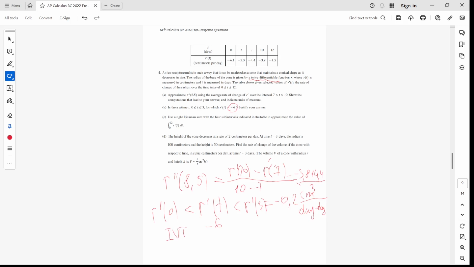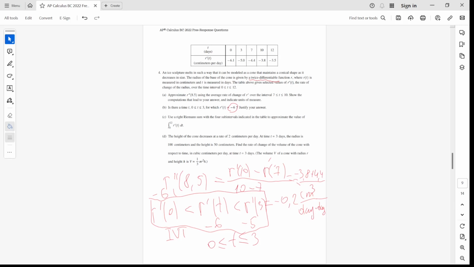We can use the intermediate value theorem, which says that there must exist a point, if the function is continuous, for which this holds, right? And t is from 0 to 3. This thing is 6.1 and this thing is 5. So there must exist a point for which this is true.